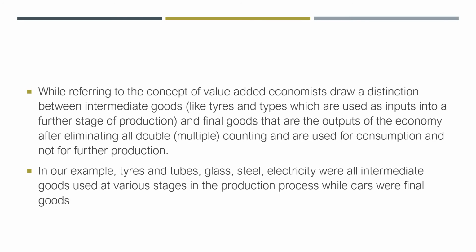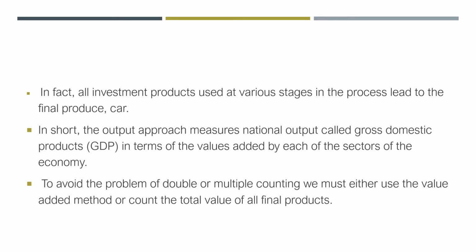And in our example, tires, tubes, glass, steel, electricity were all intermediate goods used at various stages of the production process, while cars are the final goods. In fact, all investment products used at various stages of production lead to the production of the car, which is the final output. In short, we can see that the output approach measures the national output, which is known as the gross domestic product, in terms of value added by each sector in the economy.